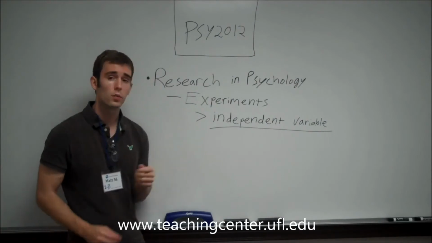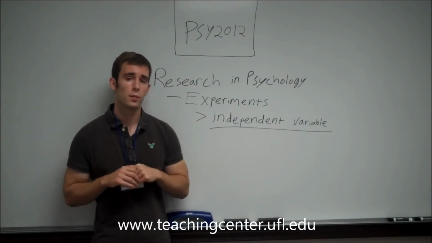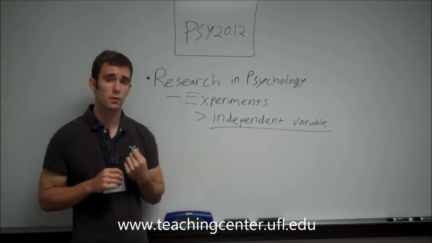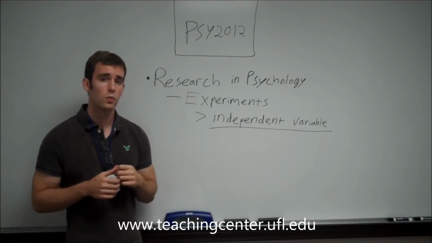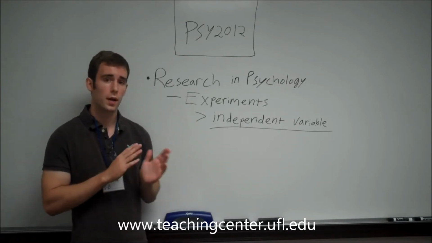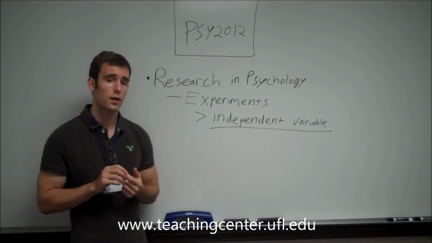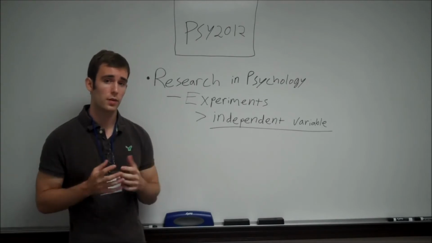The independent variable is the one being manipulated by the experimenter. So, for example, if we're doing a study on the effectiveness of different antipsychotic medications for schizophrenic patients, the independent variable would be the type of medication. So there might be different groups within that. There might be two different types of medication and a controlled medication.